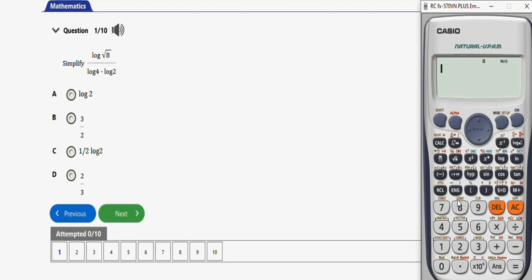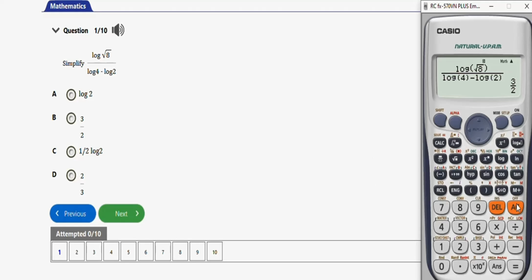We have in fraction, put it in fraction, we have log. We make use of this log button, root 8. Okay, close the bracket, over log 4, close the bracket, minus log 2, close the bracket. So that's what we have there. Let's press equal to. We have it over 2 over 2. The right option is option B. Okay, so that's it for this question.